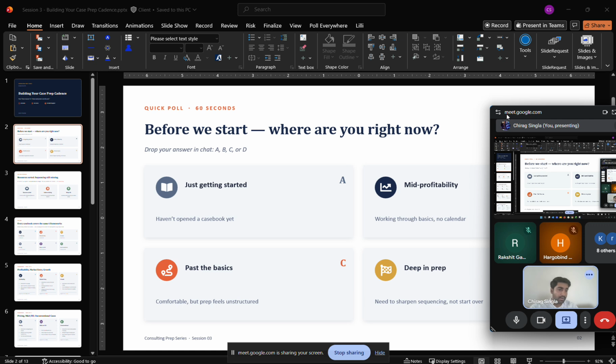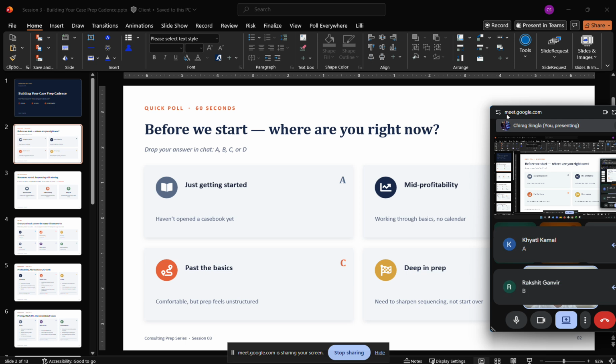If you haven't really ever gone through a casebook, that's your option A. If you've started, profitability is generally the first thing everyone begins with, and hence that's option B. Some basics have been covered, that's your option C, and that includes a couple of frameworks, etc. And some people have almost done a lot. Okay, I see we're primarily category A here, which is good. Okay, B is also good.